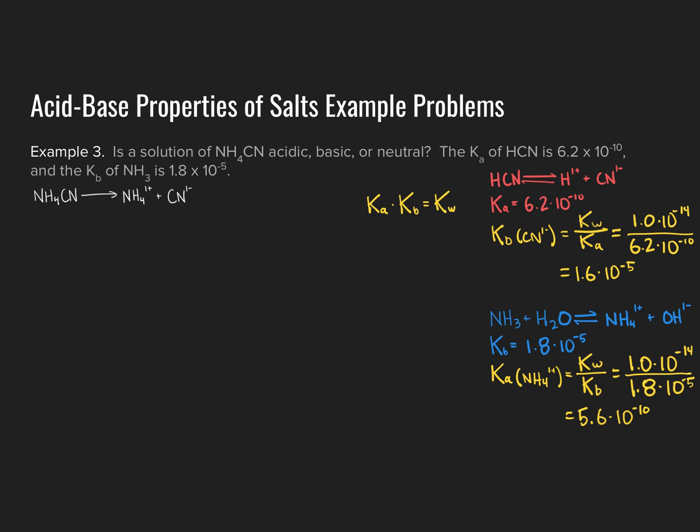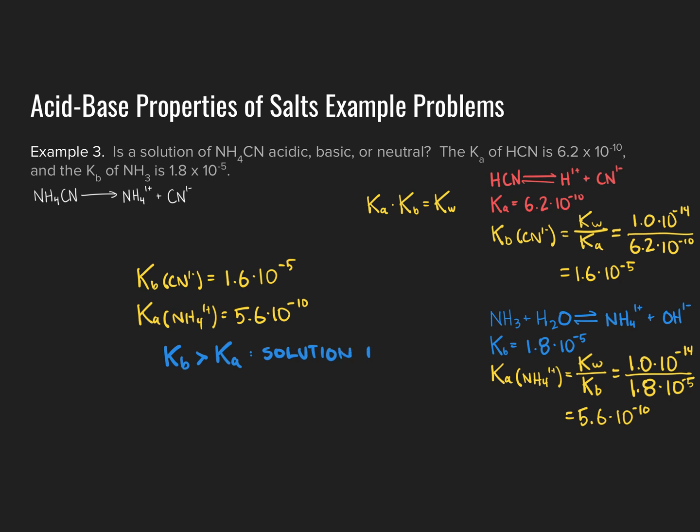So at this point, I now know both the Kb of the cyanide ion, 1.6 times 10 to the negative 5th, and the Ka of the ammonium ion, 5.6 times 10 to the negative 10th. Quantitatively comparing those two values, I notice that the Kb of my conjugate base, the cyanide ion, is orders of magnitude larger than the Ka of the ammonium ion, NH4 positive, implying therefore the cyanide ion is a stronger base than the ammonium ion is an acid, and as such, I would expect the overall solution of ammonium cyanide to be a basic solution.